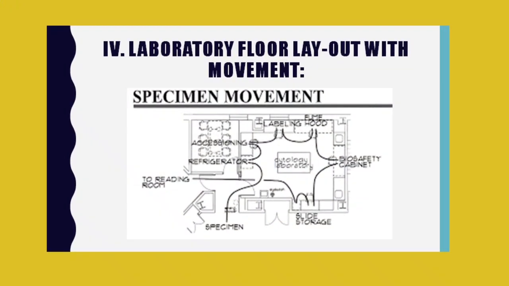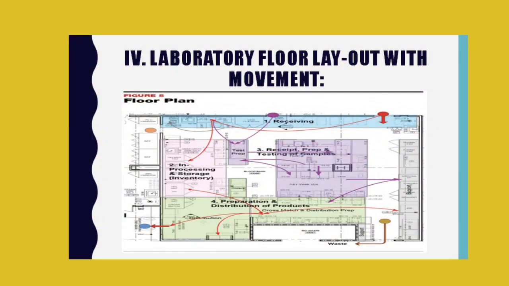So this diagram shows the floor plan of the laboratory with specimen movement as represented by lines. So this is a floor plan plus the movement of the specimen. Also, another example of the floor plan with movement is this. It is represented by arrows. The specimen flow is represented by arrows.